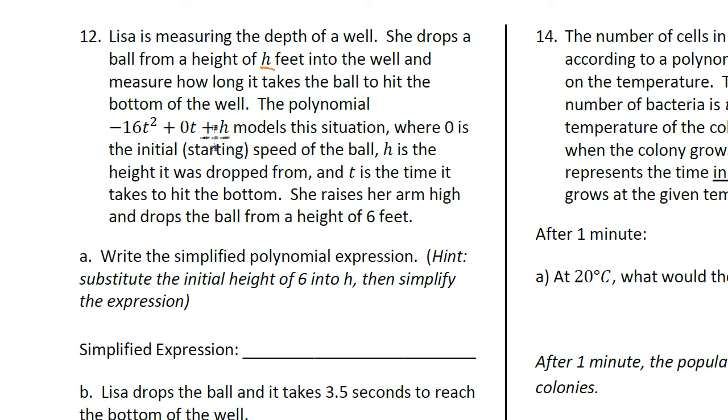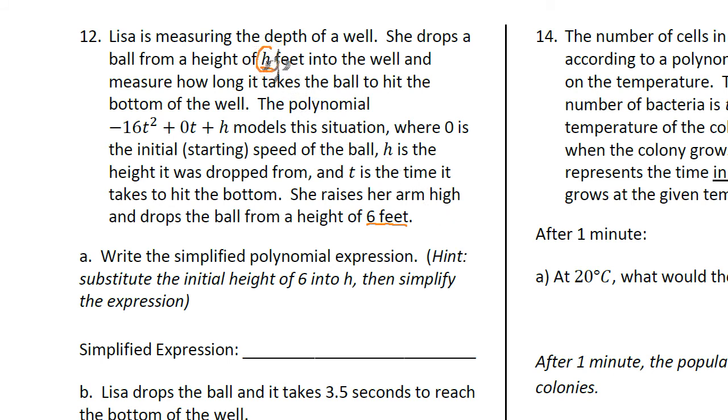It says, I've got this polynomial. It models this situation where 0 is the initial or starting speed. It's right there. H is the height the ball was dropped from. There's our H value. And T is the time it takes to hit the bottom. So if you know time, and you know initial velocity or speed, which is right here, and you know H, you can plug all those in. Look at that. We'll have T here, we'll have H here. You can plug that in your calculator. Just like you evaluated the last couple, you can evaluate this expression and come up with a value. So she raises her arm high and drops the ball from a height of 6 feet. So class, what is the variable here? What does 6 feet represent?